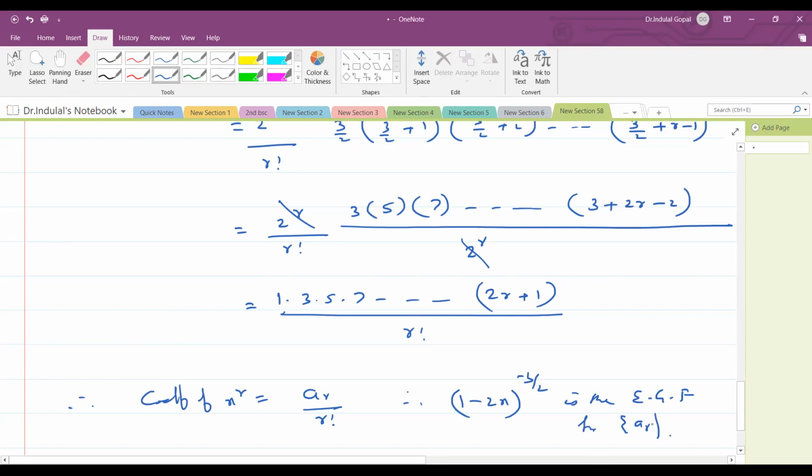Because the exponential generating function of the sequence AR is sigma AR x raised to r by r factorial. That we know. And in this expansion, we get the coefficient of x raised to r is ar by r factorial. So this expansion can be written as sigma r equal to 0 to infinity ar x raised to r by r factorial. That is why this is the exponential generating function for the sequence AR.